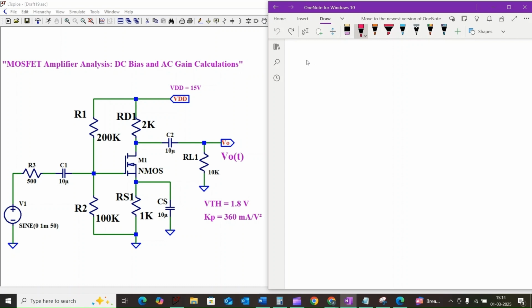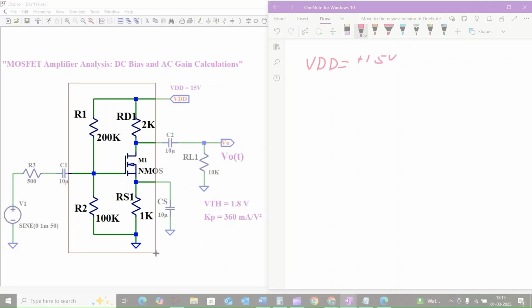Let's get started. Here we are considering VDD equal to plus 15 volt, resistor R1 as 200 kilo ohm, resistor R2 as 100 kilo ohm, the drain resistance RD as 2 kilo ohm, and the source resistance RS as 1 kilo ohm, and the threshold voltage of the N-channel MOSFET will be 1.8 volt, and the transconductance parameter of the MOSFET is considered as 360 milliamps per volt square, and we are considering all coupling capacitors as 10 microfarad.